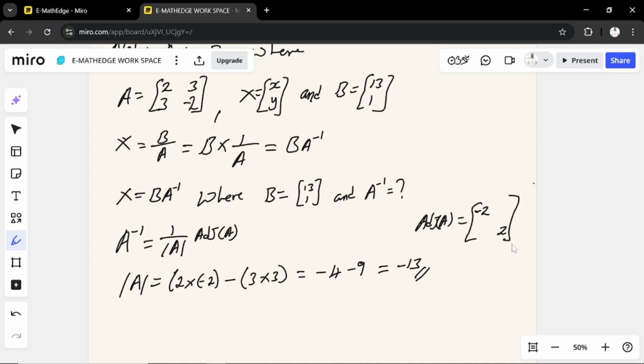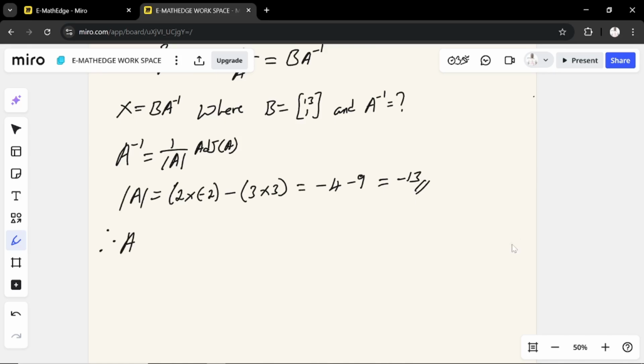The next thing to do is to introduce a negative sign to the element in the other diagonal, which is 3 and 3. So introducing a negative sign to the elements on the other diagonal, we are going to have -3 here and -3 here. So this is the adjoint of that matrix A. So let's substitute this into the formula.